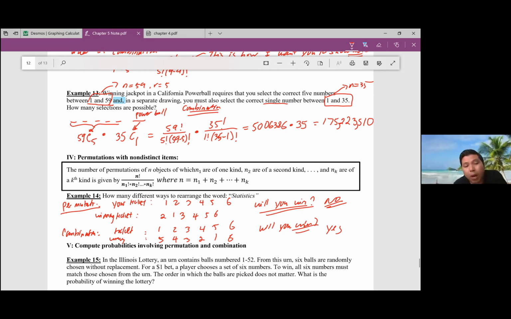Grayson, with permutation, the order matters. So if your ticket is 1, 2, 3, 4, 5, and 6, and the winning ticket is 2, 1, 3, 4, 5, 6, well, you can see the number 1 and 2 in your ticket and the number 1 and 2 in the winning ticket are switched. So you are not the winner because it has to be in the order of 2, 1, 3, 4, 5, 6.